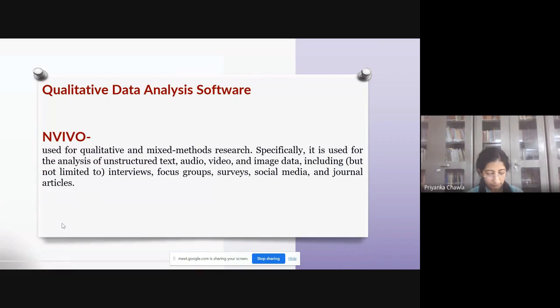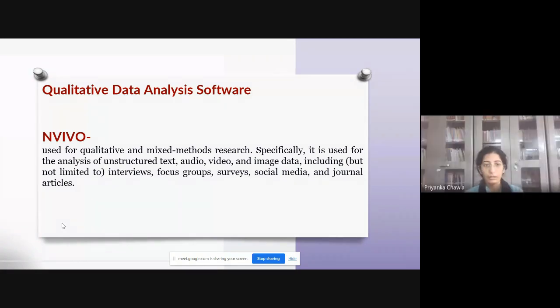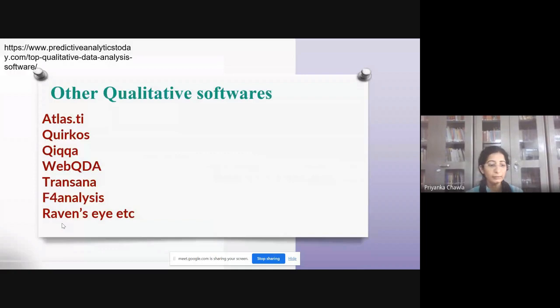Any problem in this? No, ma'am. So these are some more qualitative tools. Please check.